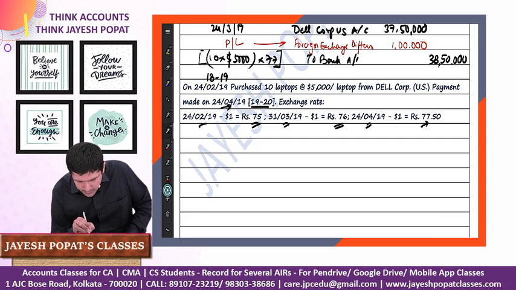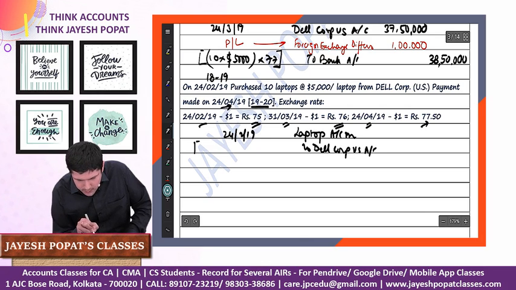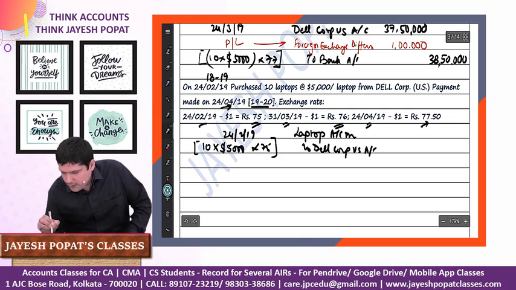So on the date of the transaction, 24/2/19, we will say laptop account debit to Dell Corp US account, which is again 10 laptops into $5,000 per laptop into 75. So this will be 37,50,000.